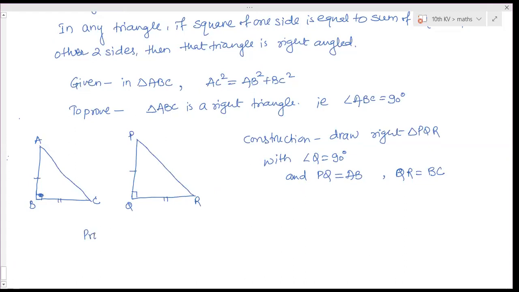For the proof, we have to prove these two triangles congruent. Two sides equal we already have. We have to prove the third side equal. Then we can use the SSS congruency criteria to prove these two triangles congruent. If the triangles are congruent, then the corresponding angles will be equal. So the corresponding angles B and Q are equal. So if angle Q is 90, ultimately B should be 90.